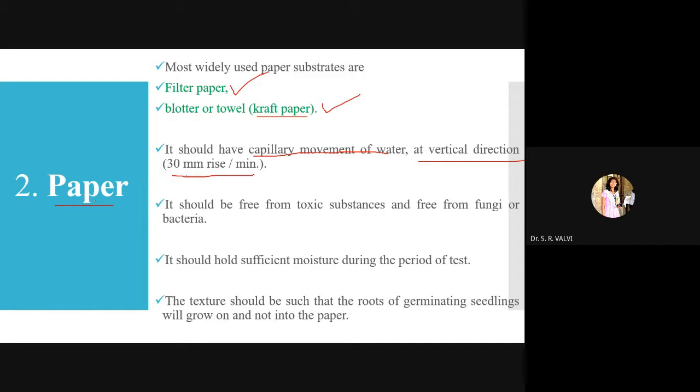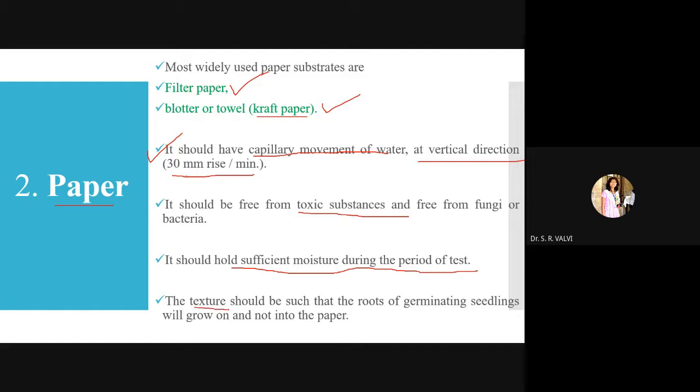So why is it so? Because you are placing the seeds on the paper, so the seed should absorb the water and hence this property must be there in this paper. Now, it should be free from toxic substances. As in the previous case of sand, we have mentioned this point too. It should be free from toxic substances. If toxic substances are there, then you have to sterilize the paper again, right? Now, it should hold sufficient moisture during the period of the test. Obviously the paper should hold some water so that it is easy for the seeds to germinate.